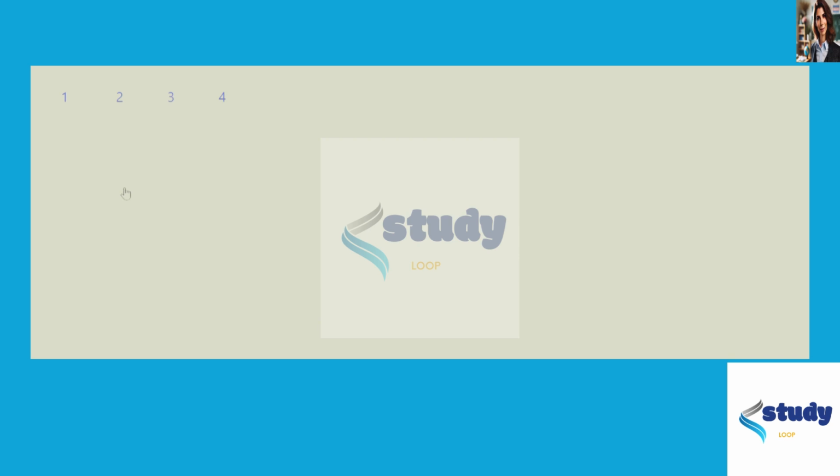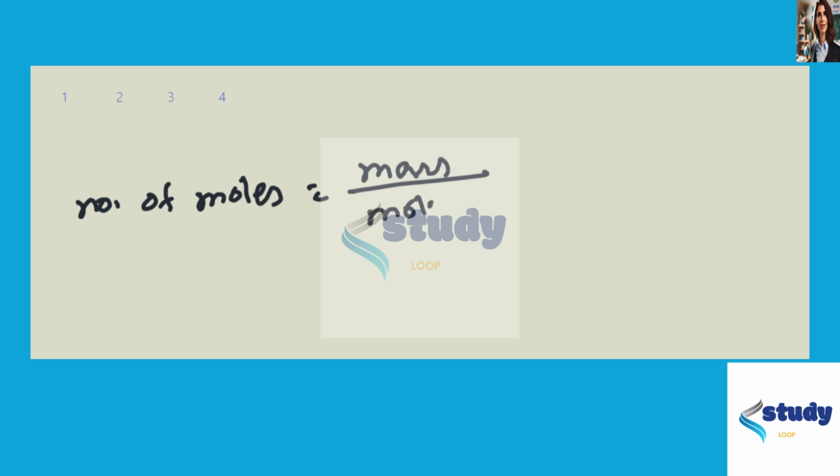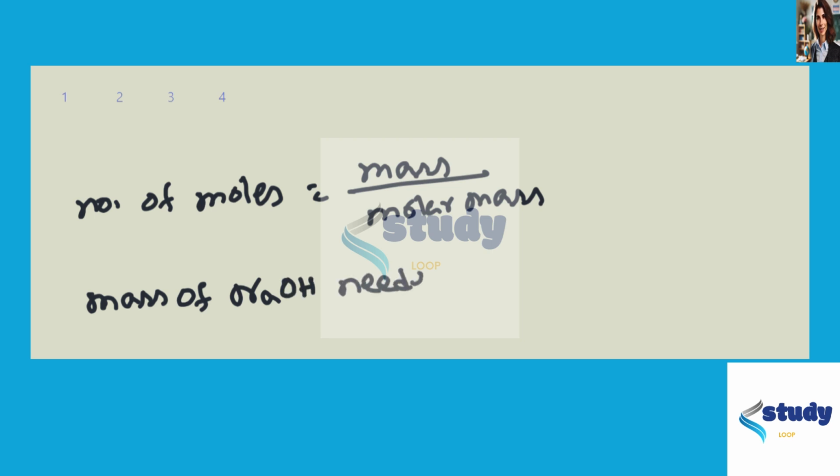Now we have to find the mass of sodium hydroxide in this number of moles. So as we know, number of moles is equal to mass over molar mass. That means mass of sodium hydroxide needed is equal to moles of sodium hydroxide times molar mass of sodium hydroxide.